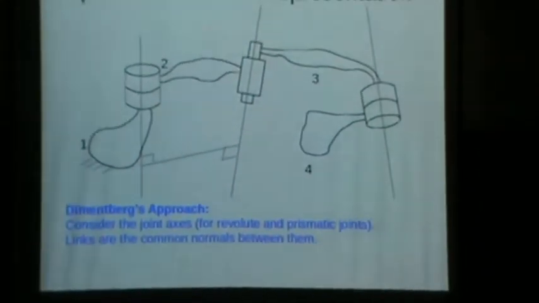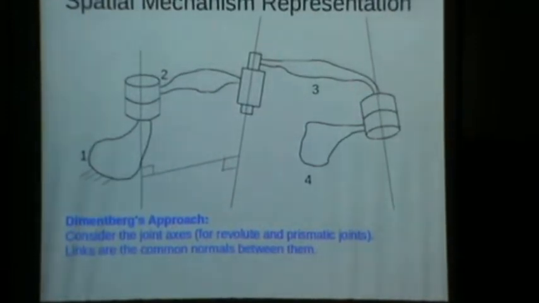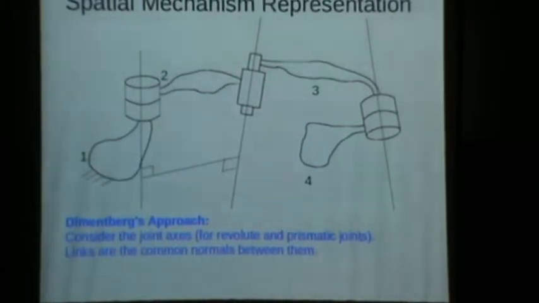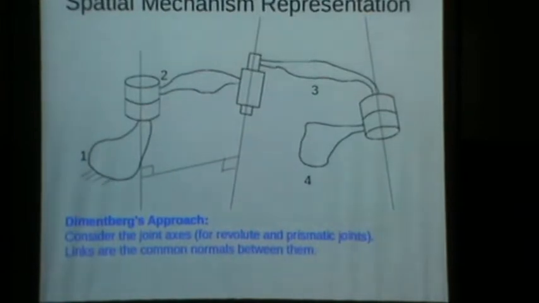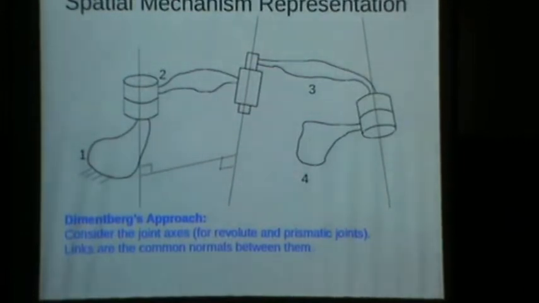He said, consider links to be, okay, the common normal between the joints. So this is a joint axis, and this is a joint axis. These are lines in space, skew lines in space. Okay? Now, when there are 2 skew lines in space, there is a common normal between them. Okay? If they are parallel, there are an infinity of common normals. If they are not parallel, there is a unique common normal between them.